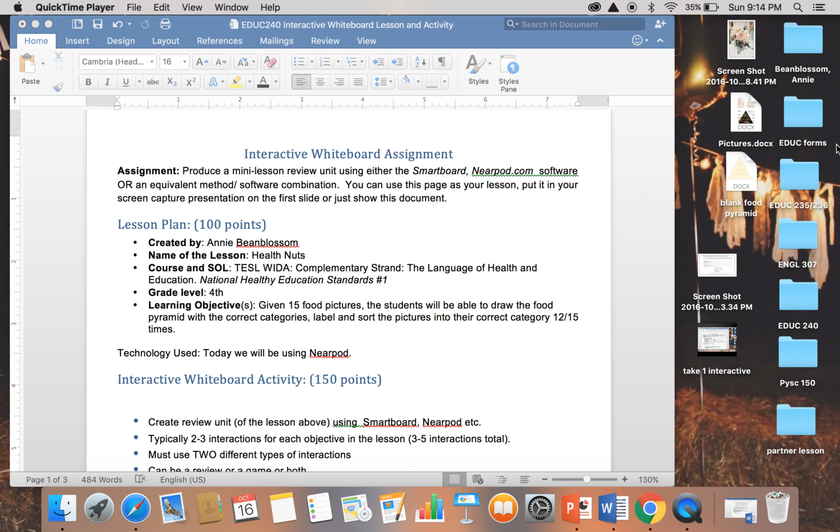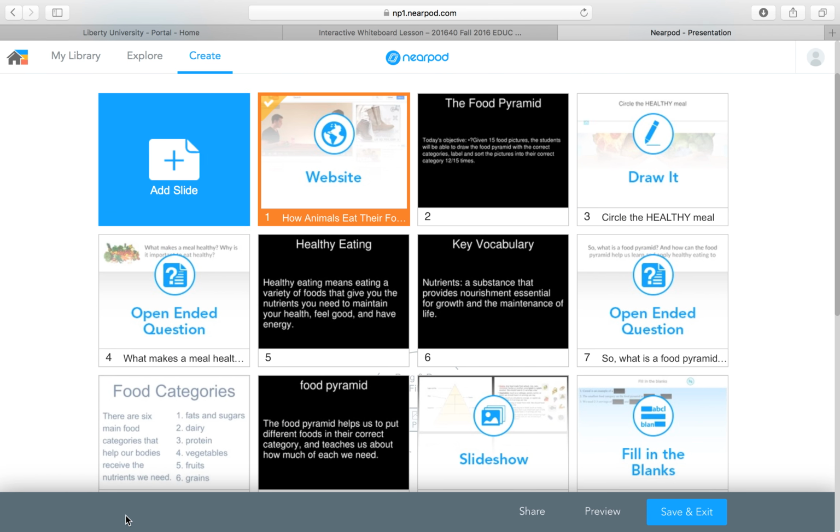And today's learning objective is, given 15 food pictures, the students will be able to draw the food pyramid with the correct categories, label and sort pictures into their correct category 12 out of 15 times. And the technology we will be using today is Nearpod. So I'm going to pull up the Nearpod lesson.